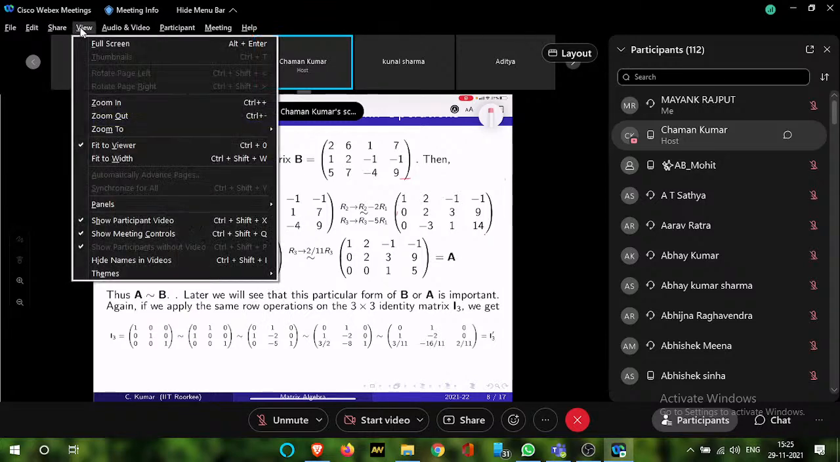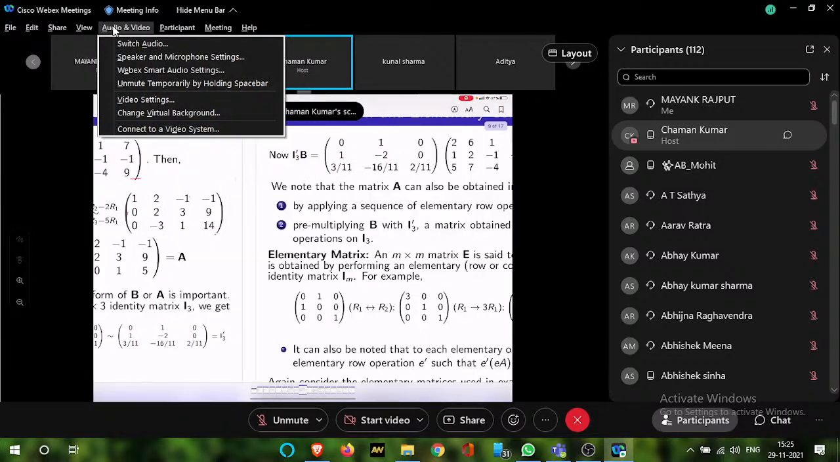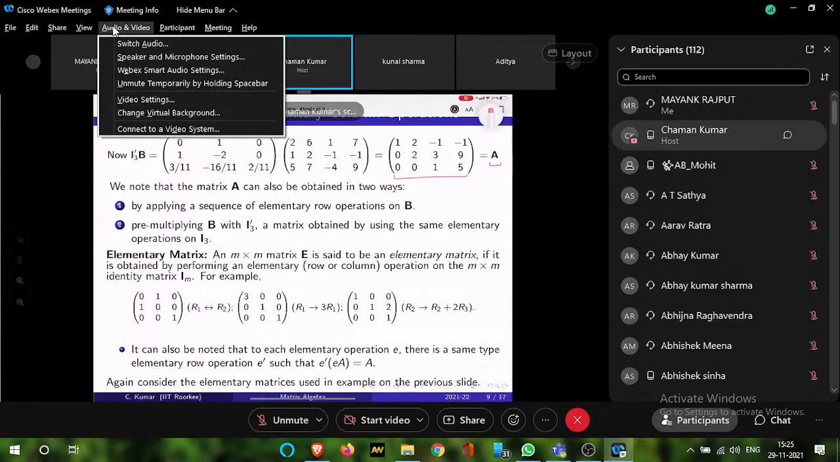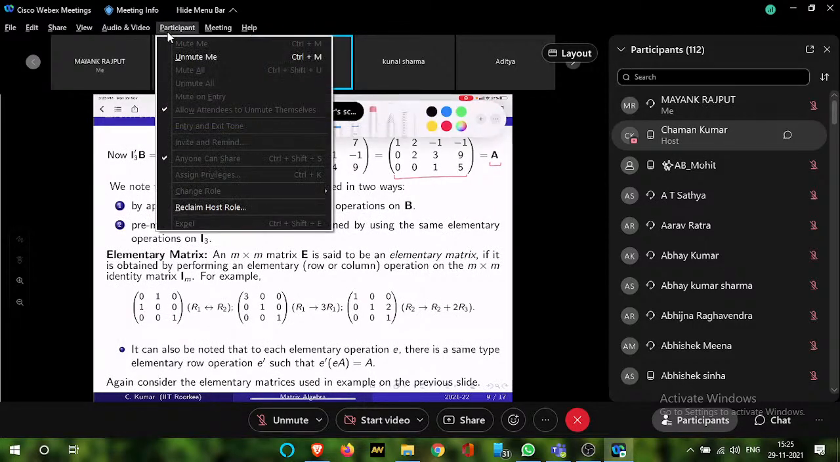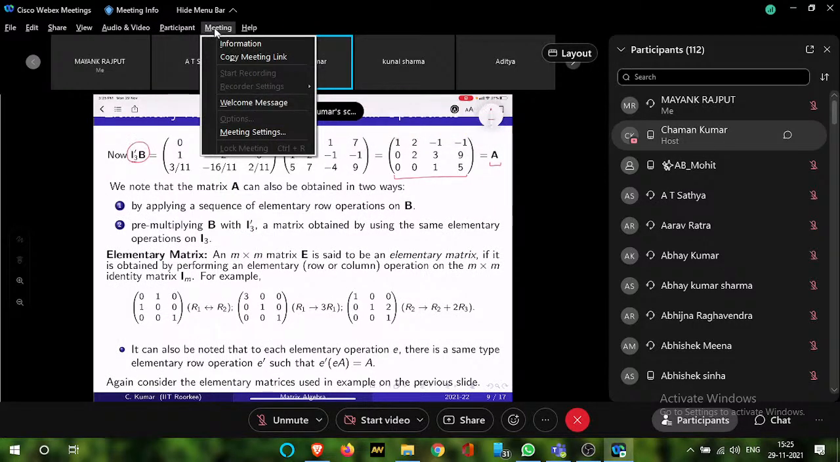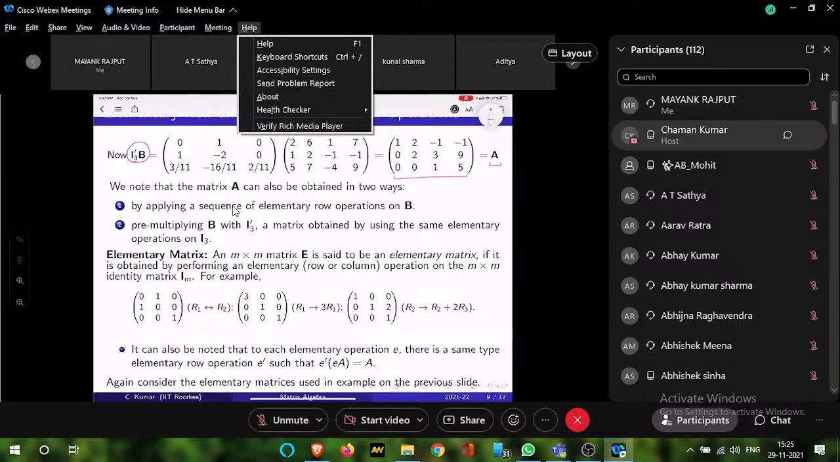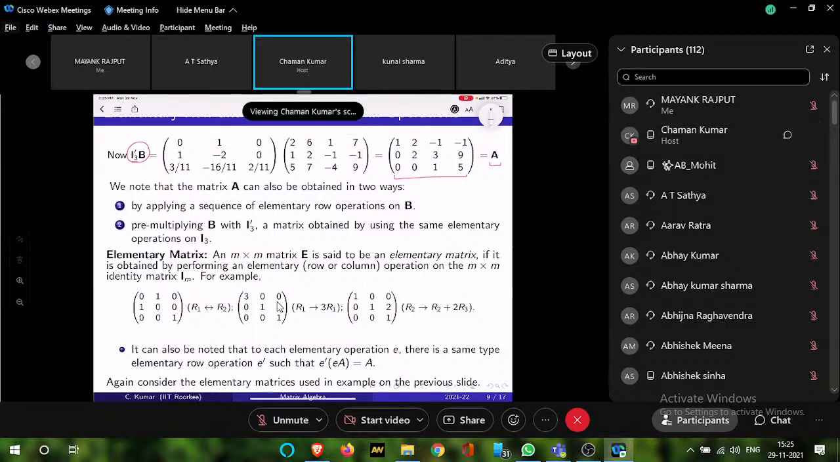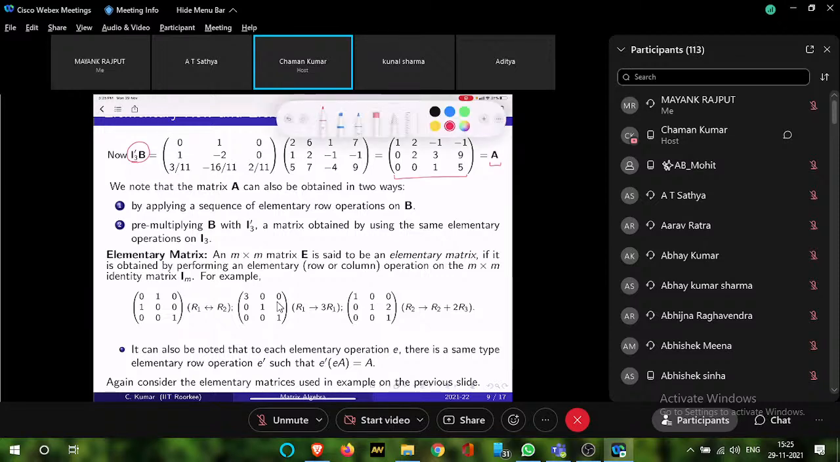And this is not surprising. You also keep in mind that when you multiply this matrix I3, this should be pre-multiplication. If you do the post-multiplication, it will be equivalent to elementary column operations. So that order should be fixed.